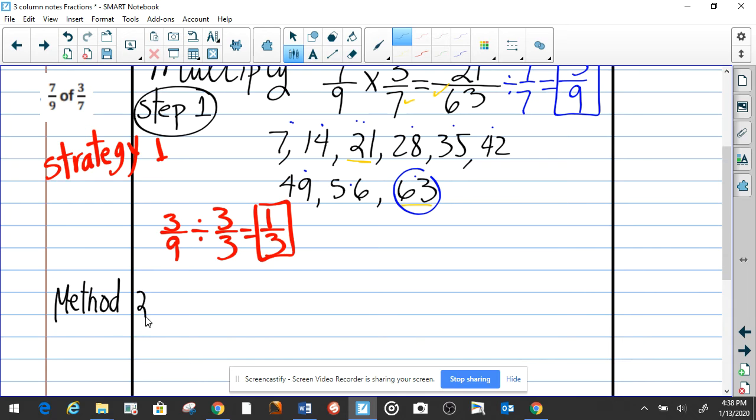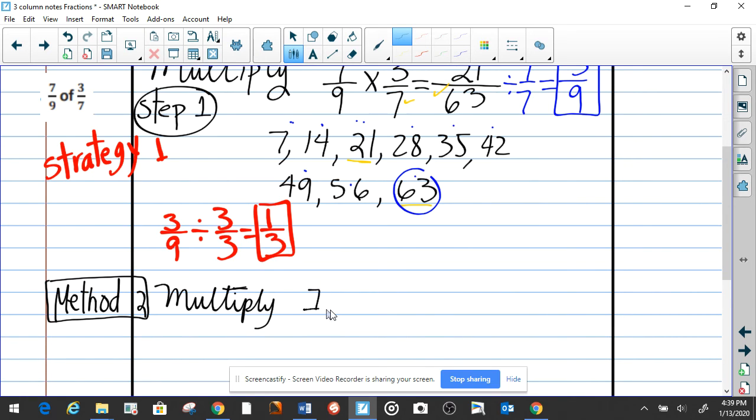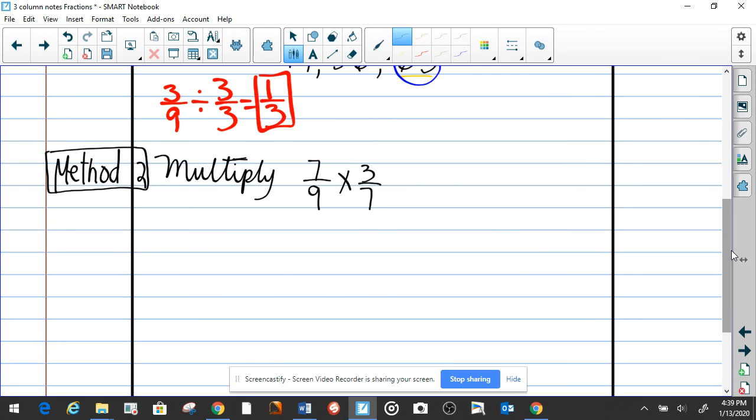So it's method number 2, or strategy number 2. We're actually going to do the same thing. We're going to multiply the two fractions. Okay, multiply the same numbers, 7/9 times 3/7.